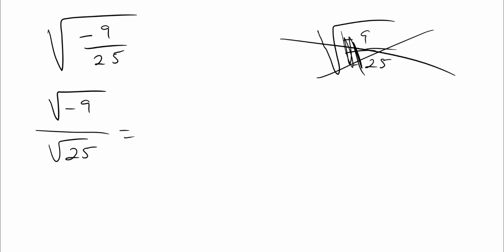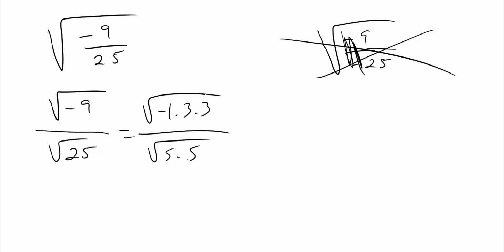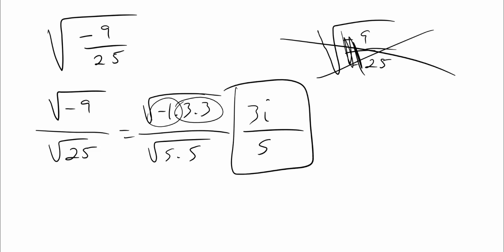Okay, so that's easy, right? This is negative 1 times 3 times 3, and the bottom is 5 times 5. Okay, cool. So we can take out the negative 1, which just becomes an i, take out the 3, so it's 3i, and the bottom, take out a 5. There's no root left over. So the answer is 3i over 5. All right, it's not bad. Pretty easy. Okay, that's how you deal with fractions.